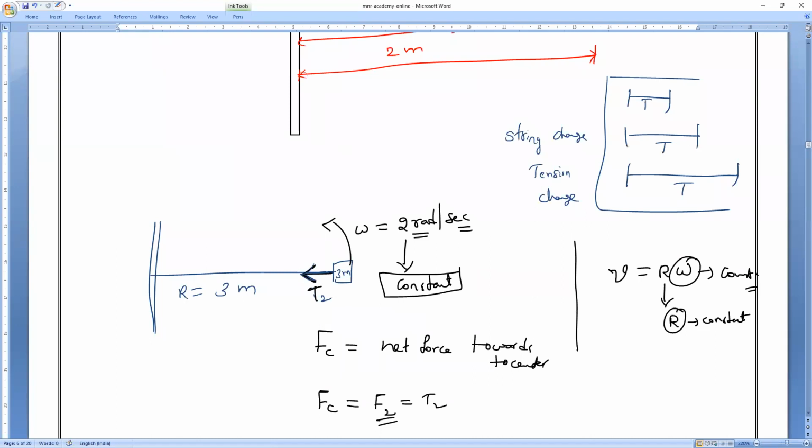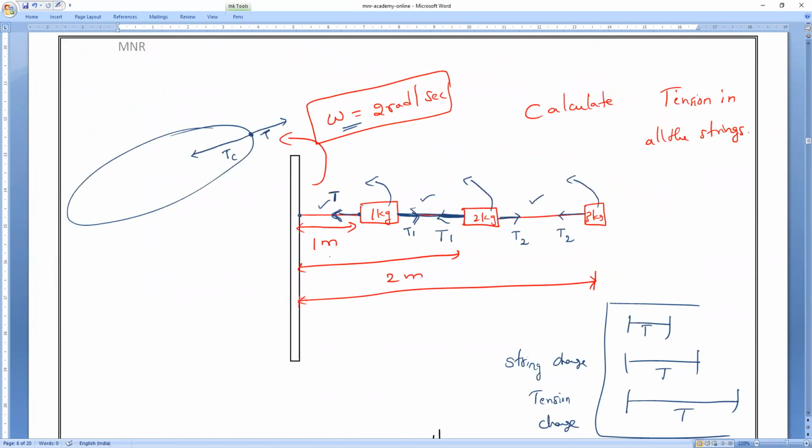Now, if this is 36, then the 2 kg mass is also exerting how much? This T2 is equal to this T2 because both are opposite. Then how much is it? This will also become 36 newtons. Am I right, everyone?